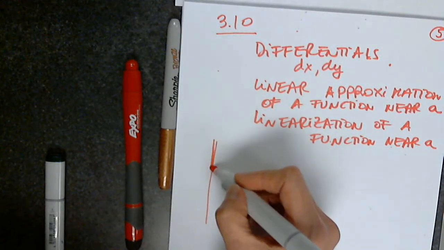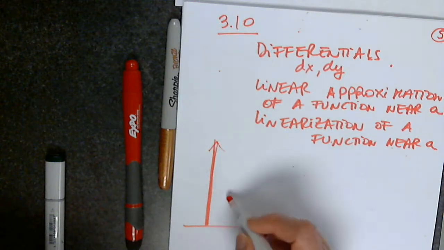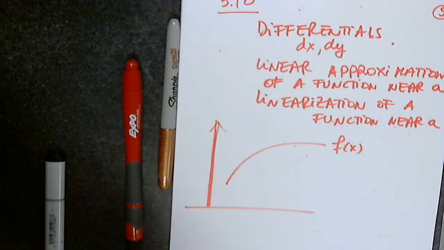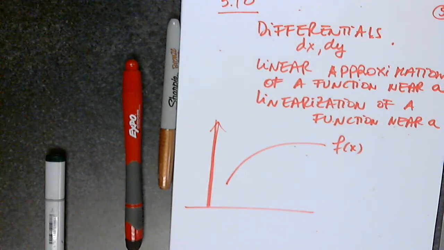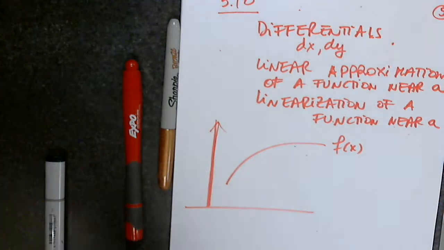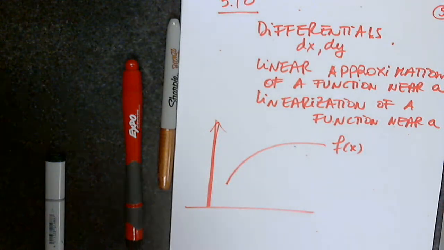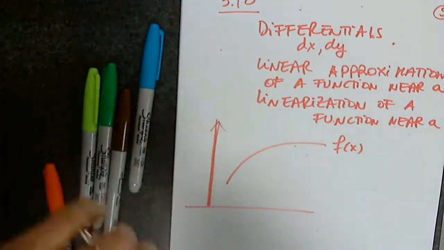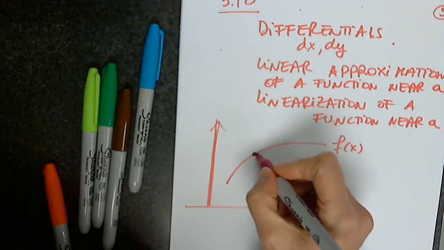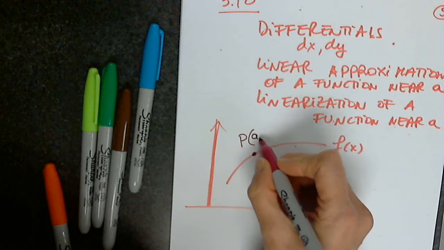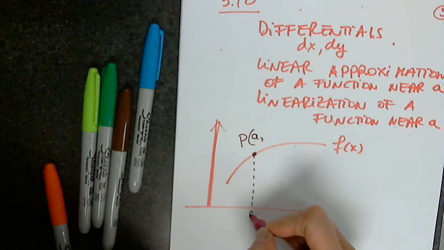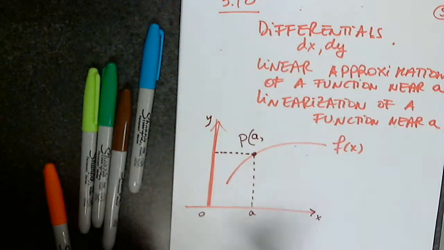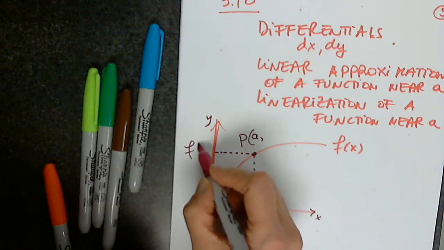Back to our graph. You must be tired of this graph by now. Here's a function f of x. I have a point on this function. I bought a new set of markers. Let's see what I have here. Okay. So I have a point P of coordinates a comma what? Very good, f of a.